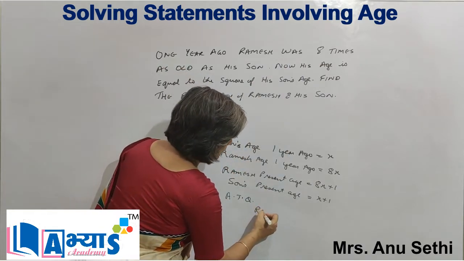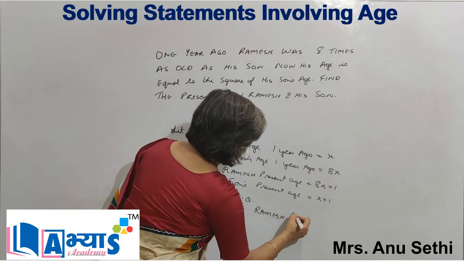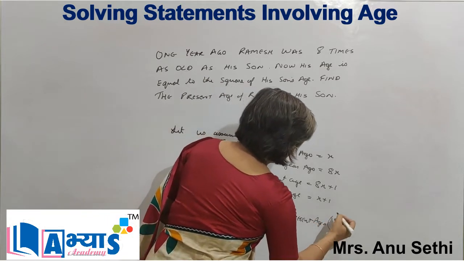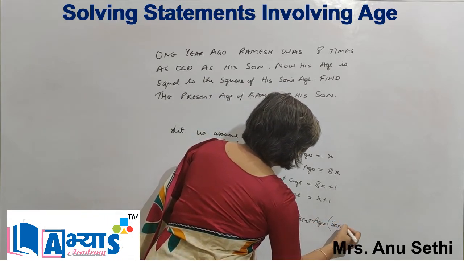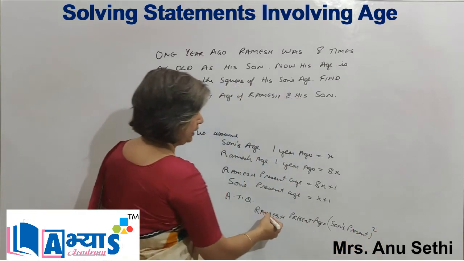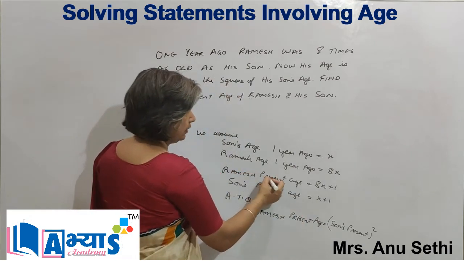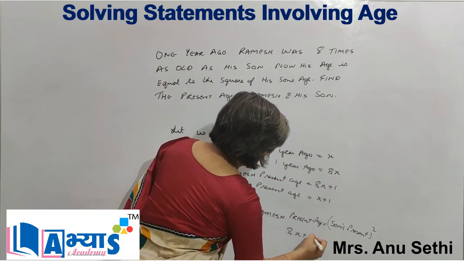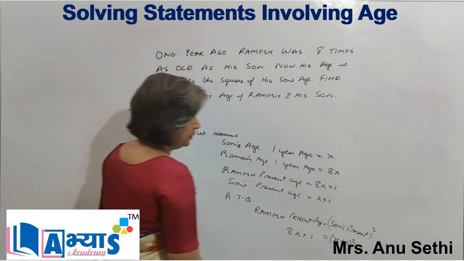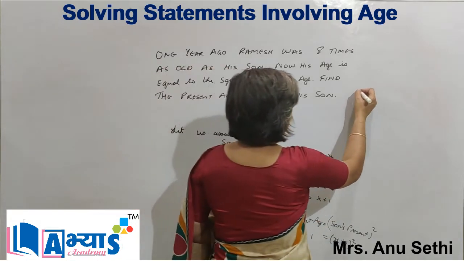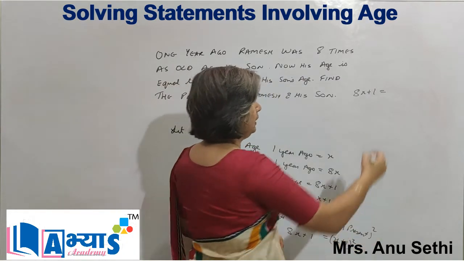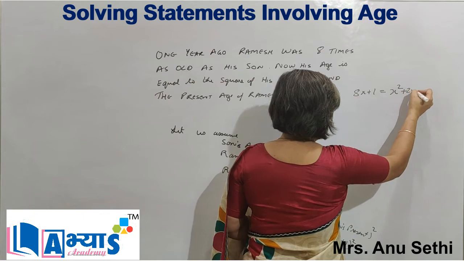So Ramesh's present age is equal to the square of his son's present age. As we have seen, Ramesh's present age is 8x plus 1 and his son's age is x plus 1, so x plus 1 whole square. On further simplifying, we will get 8x plus 1 is equal to, applying the identity (a plus b) whole square, x square plus 2x plus 1.